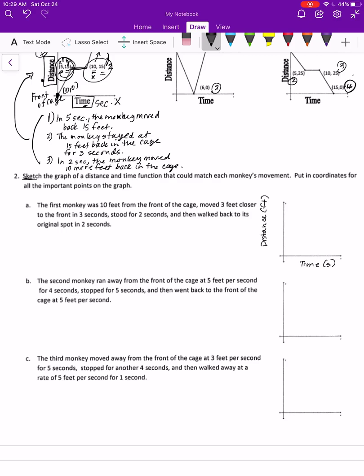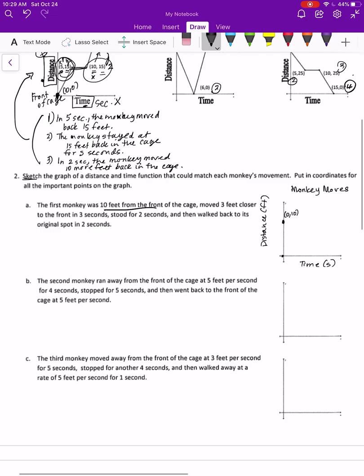And then of course we need a title. So we're going to say monkey moves or something like that. Sounds good to me. All right. So it says the first monkey was 10 feet from the front of the cage. So at 0 time, it was 10 feet back. So we're going to put a dot and make that 10 feet back, and write a coordinate. This coordinate is at 0, 10. So that takes care of the first part.